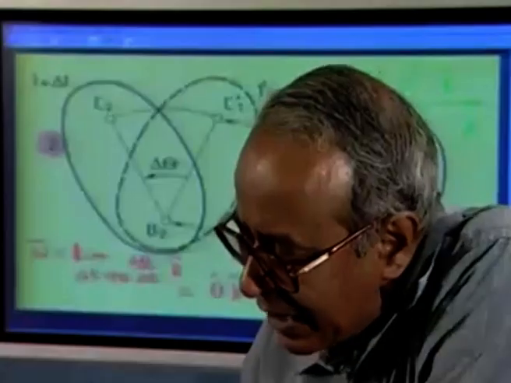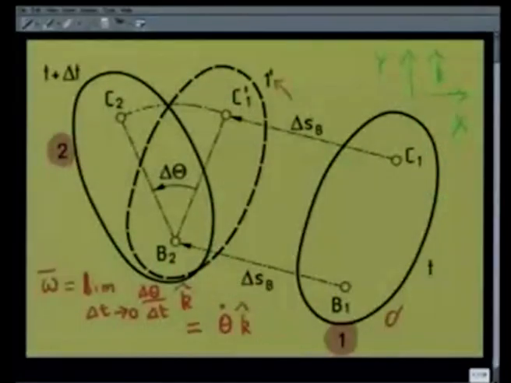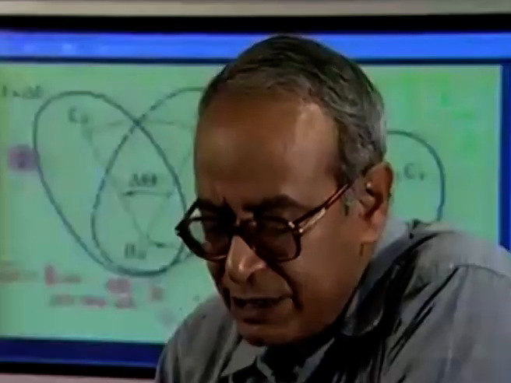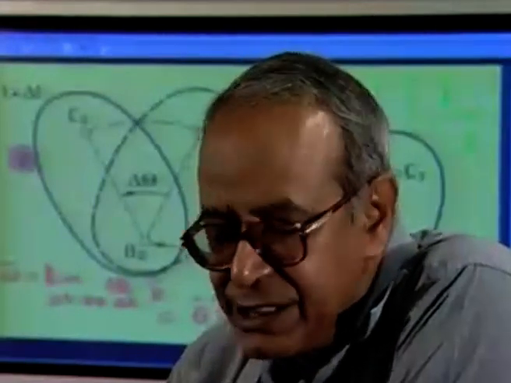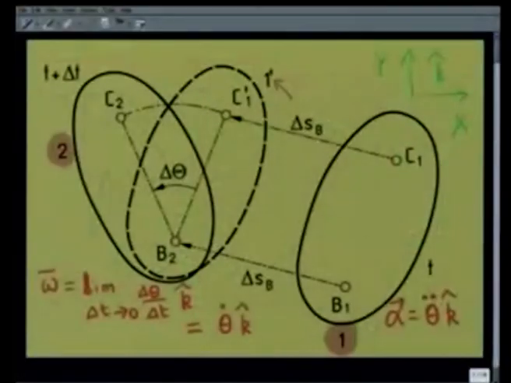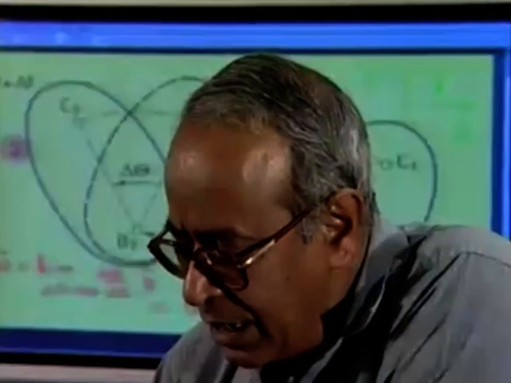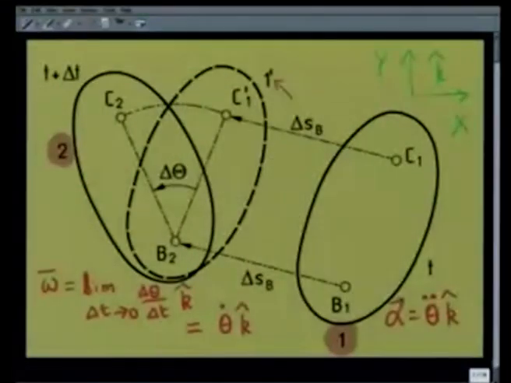Similarly, the angular acceleration of this can be written as alpha, which is the second derivative of theta with respect to time, that is theta double dot, and in the direction k. So, this is what we mean by the general plane motion of the rigid body in the xy plane with angular velocity vector omega and the angular acceleration vector alpha.